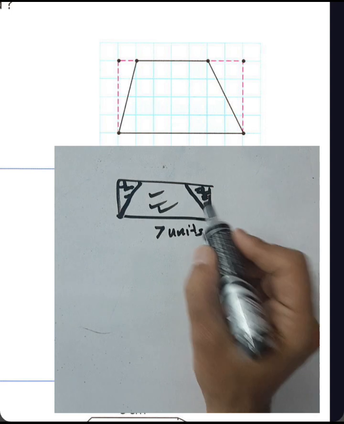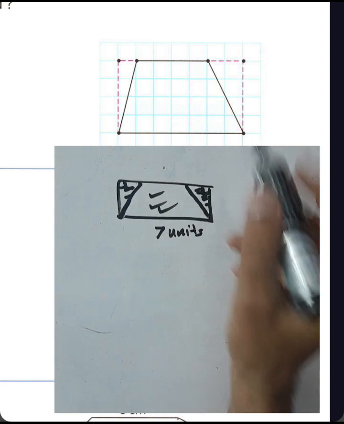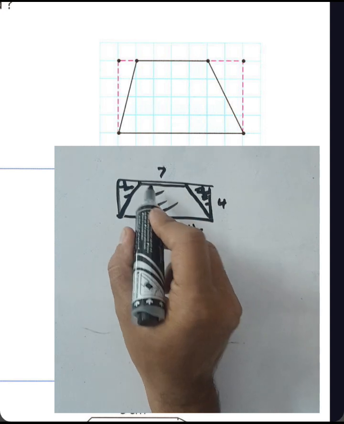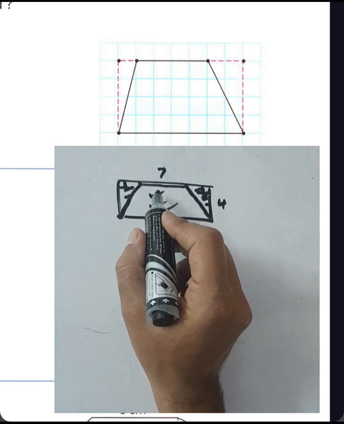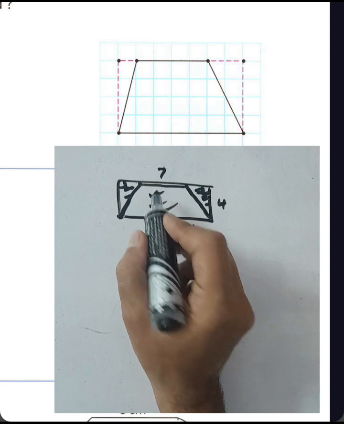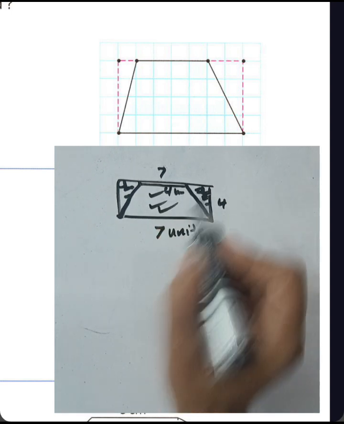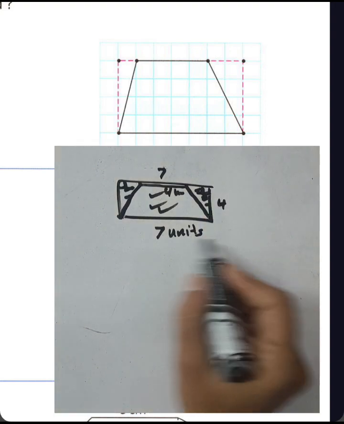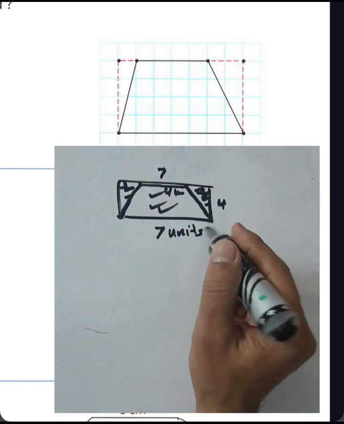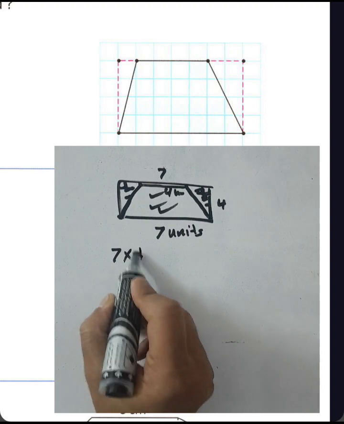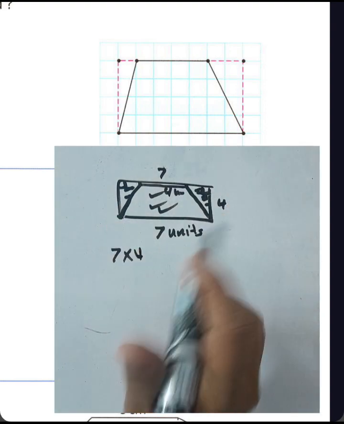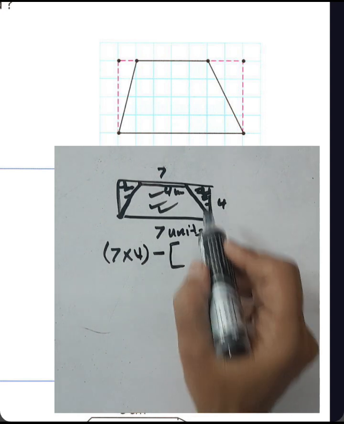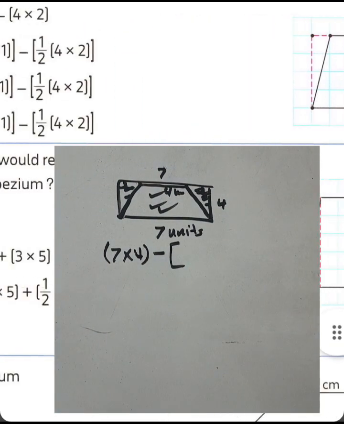And up, 1, 2, 3, 4. And here 7. And this base here was how many units? 1, 2, 3, 4. Okay, this base was 4 units. We can find the area of the rectangle first: 7 times 4. Then subtract the area of this triangle and this triangle.